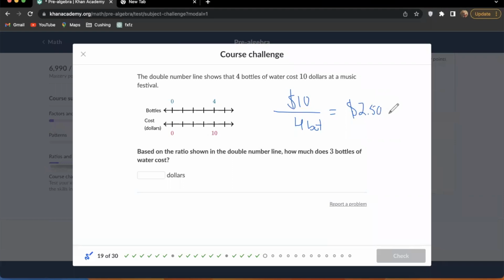So it's $2.50 per bottle. And you're going to buy 3 bottles. So that's going to run you $7.50.